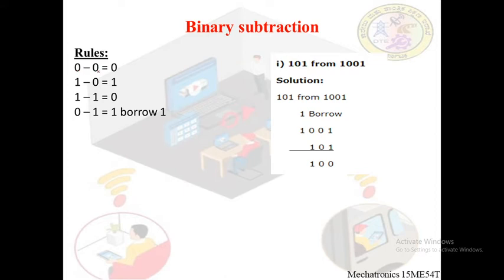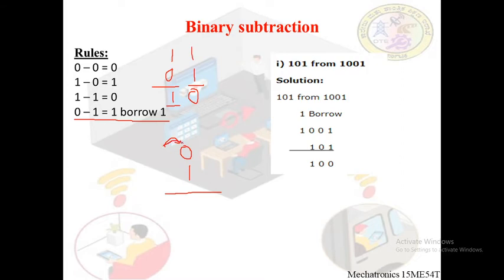So 0 minus 0 is 0. 1 minus 0, that is when 0 is subtracted from 1, the answer is 1 only. Next, when 1 is subtracted from 1, 1 minus 1 is 0. Now lastly, the typical case when we want to subtract 1 from 0. It is possible. How? We have to get a borrow bit. In addition, we had a carry bit. In subtraction, we have a borrow bit.